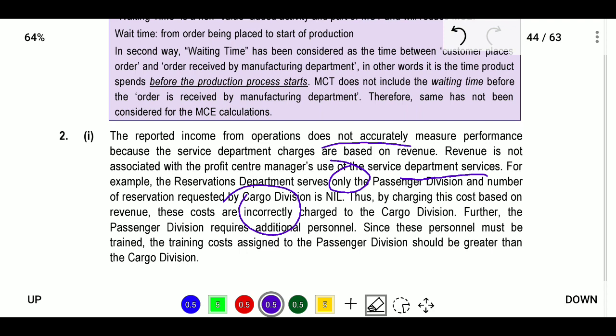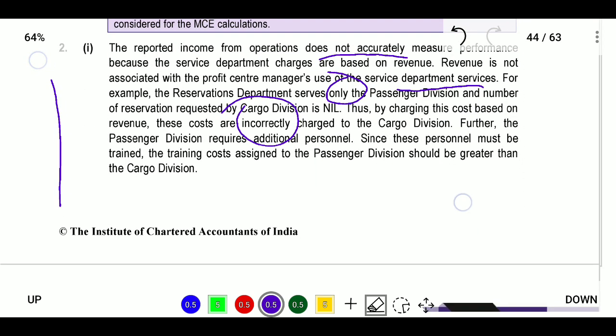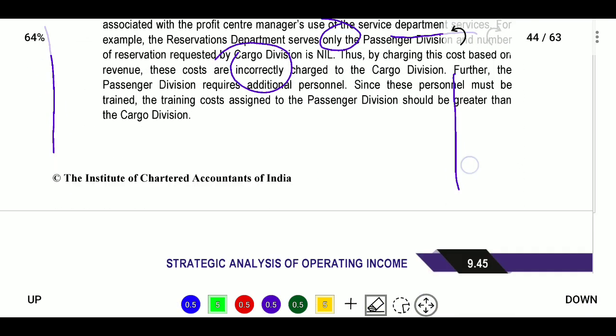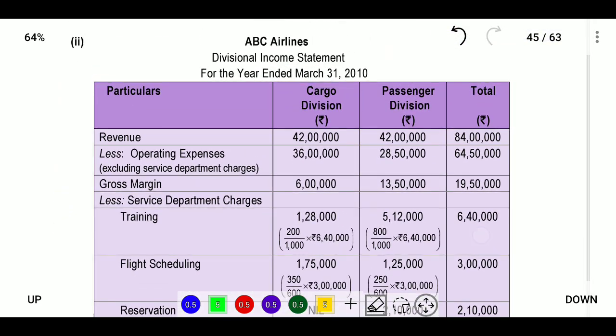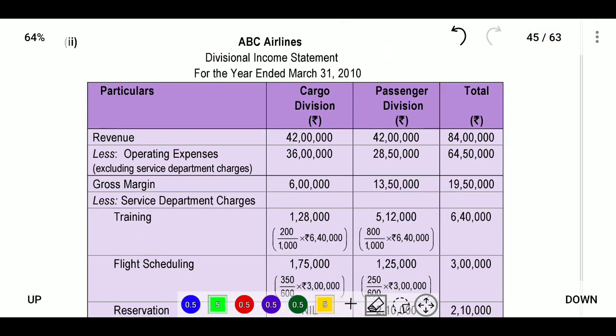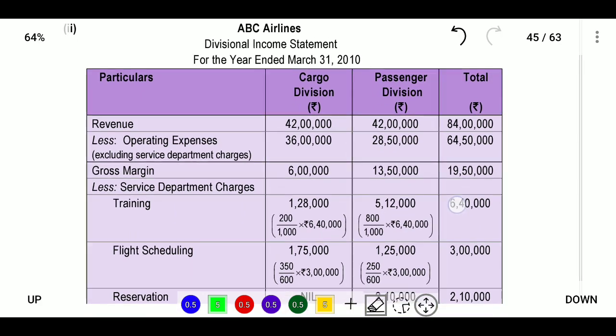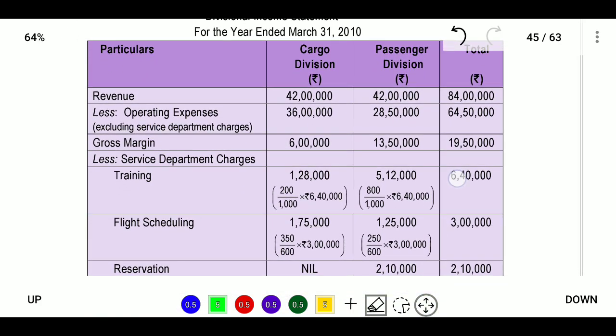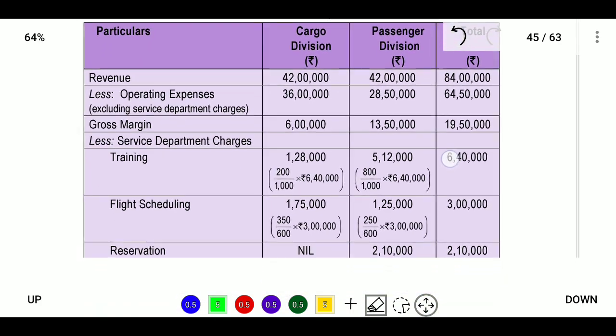So we will now calculate the proper, correct income statement. After that, we will calculate this year. So first we will see the ABC Airlines divisional income statement for the year ended 31st March 2021, with particulars: cargo division, passenger division, total.